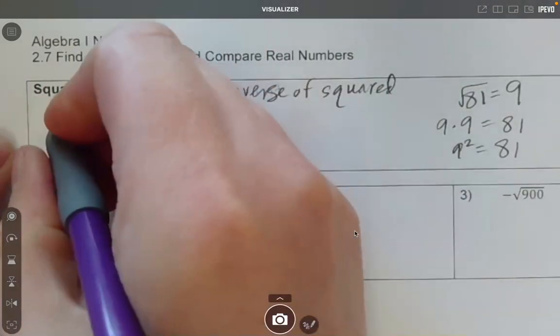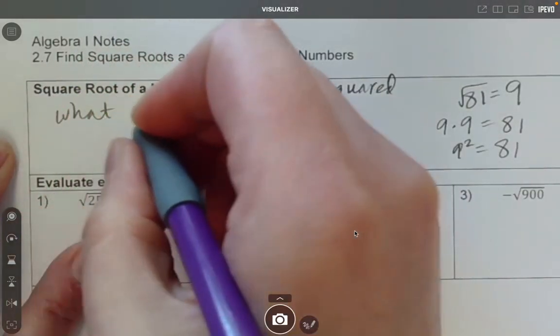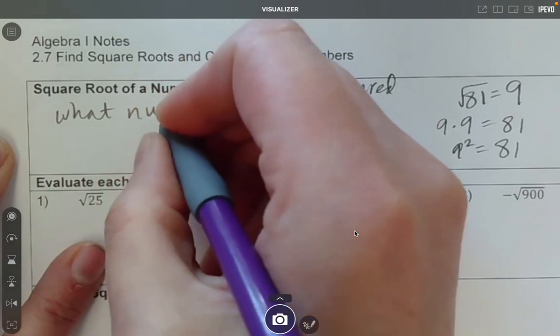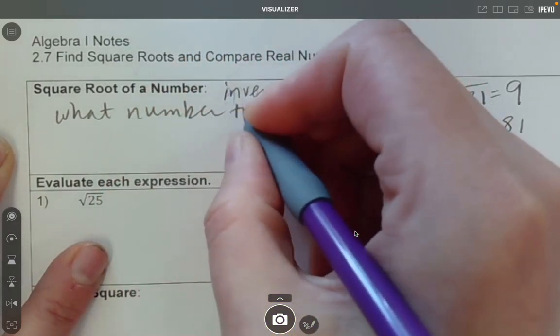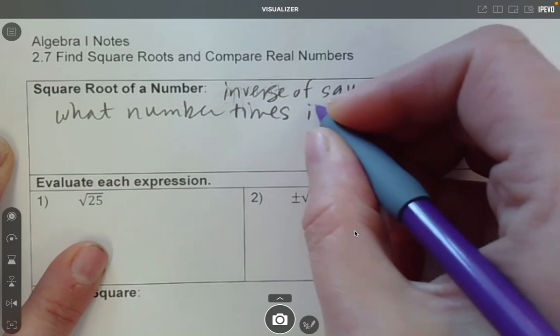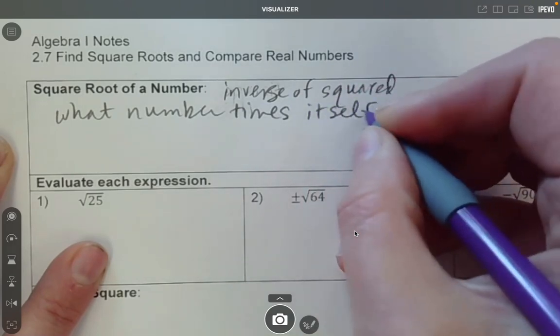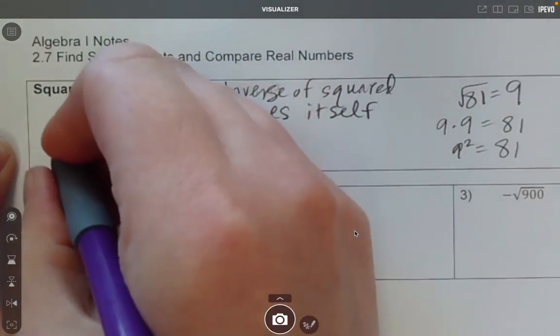And what we're asking ourselves is what number times itself equals the value under the root.